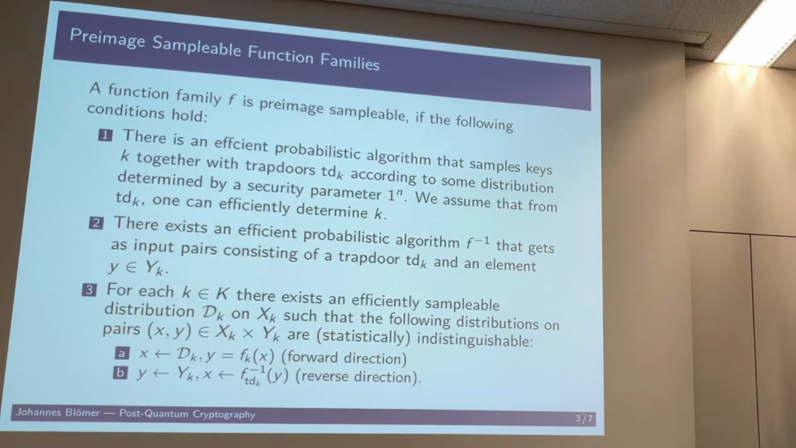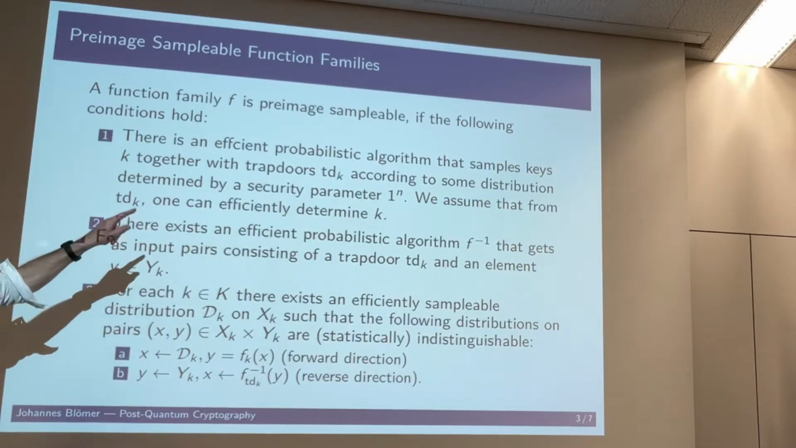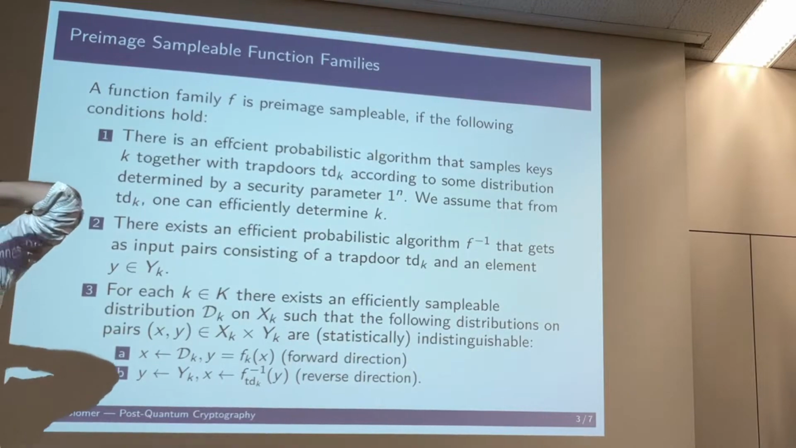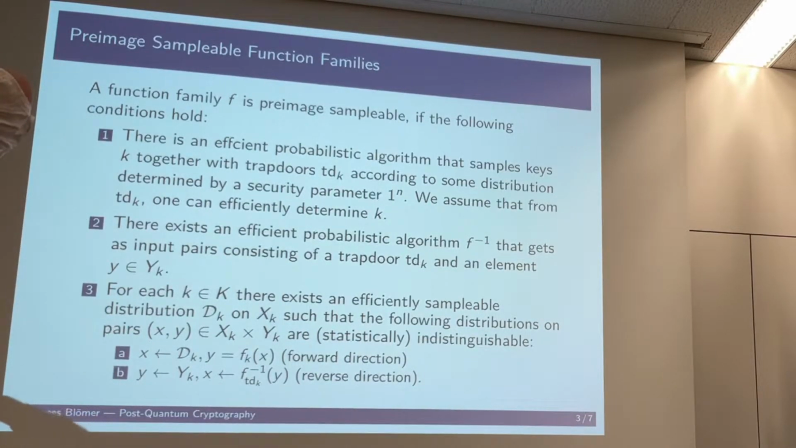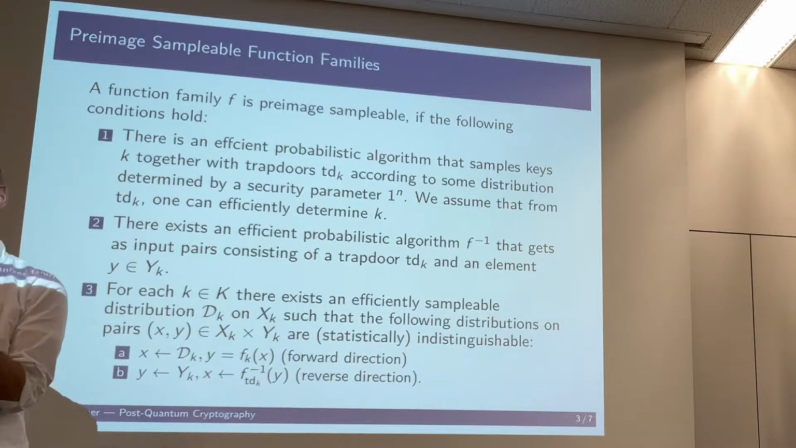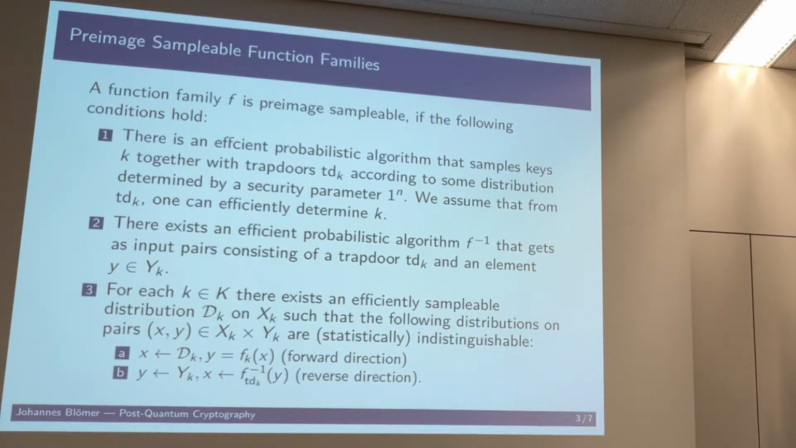Okay, it's just an algorithm so far. The important properties come now. For each key, there exists an efficiently samplable distribution dk on xk. Fk goes from xk to yk. Xk is the domain of Fk, Yk is the range of Fk. So there is an efficiently sampleable distribution on Xk such that the following distributions on pairs from Xk, Yk, so pairs from one element from the domain, the other from the range, are indistinguishable.